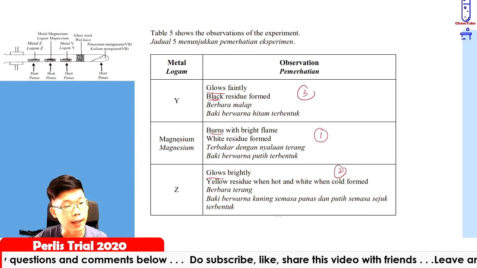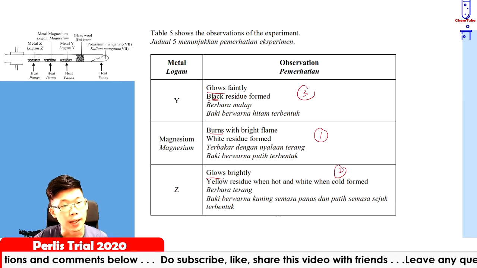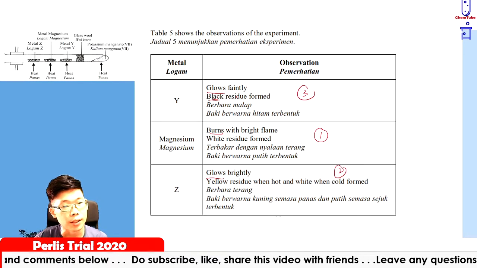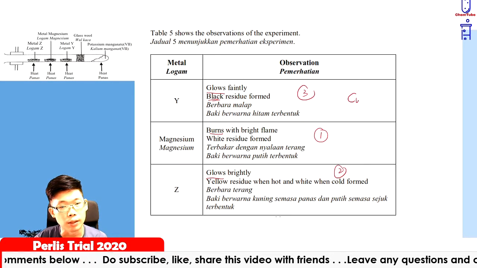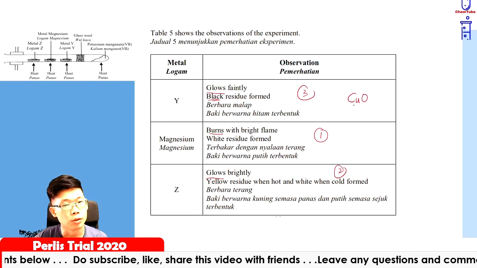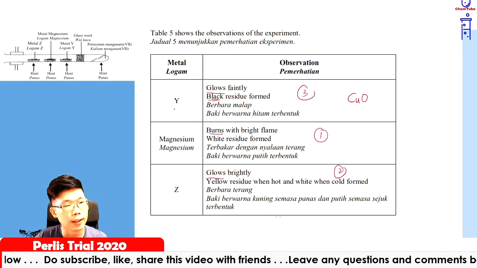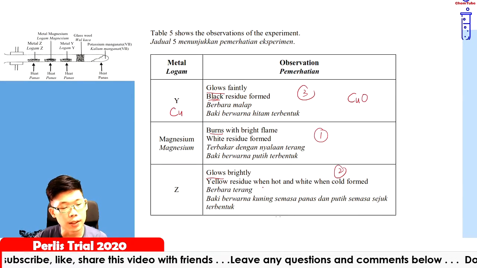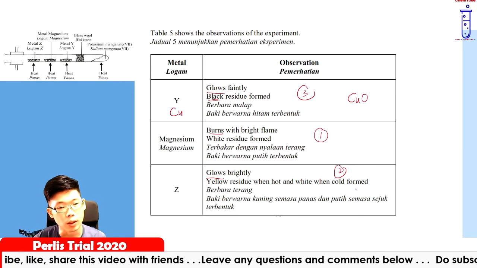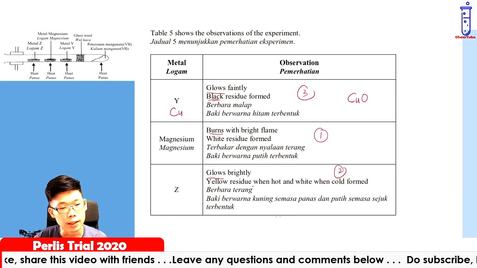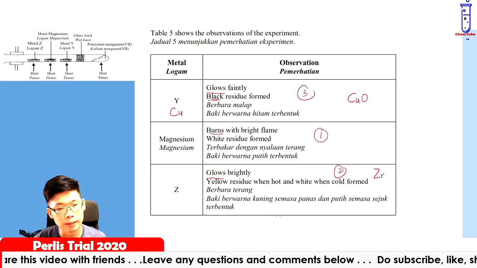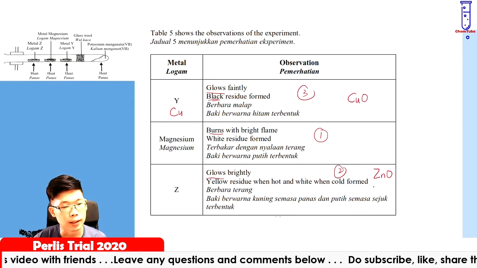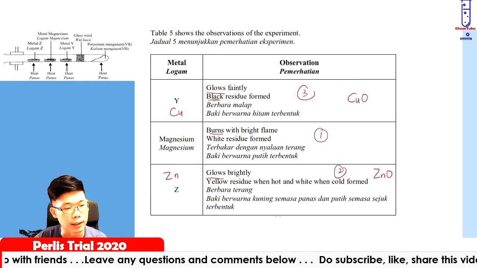Now from the residue produced, the color, we can also predict metal Y and metal Z. In actual fact, if you see a black residue formed, it refers to copper oxide. So in other words, metal Y is copper. Then another one is yellow residue when hot and white when cold. In other words, this is zinc oxide. So in other words, this is zinc.